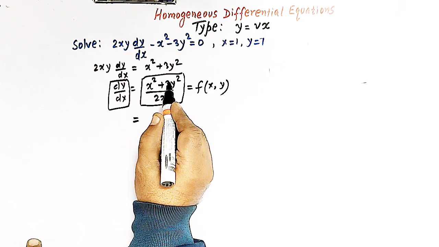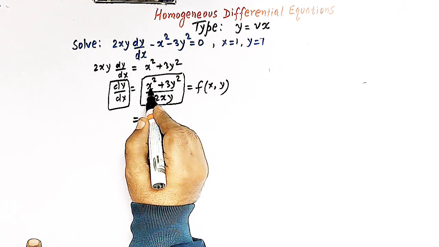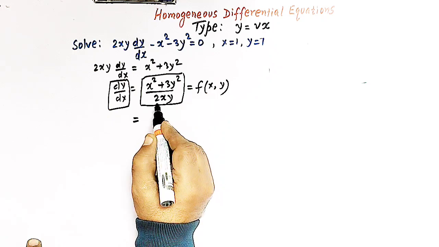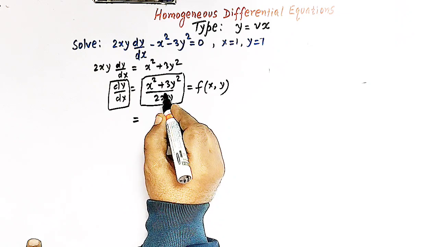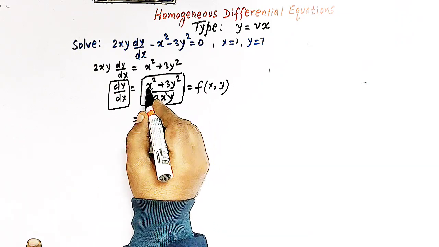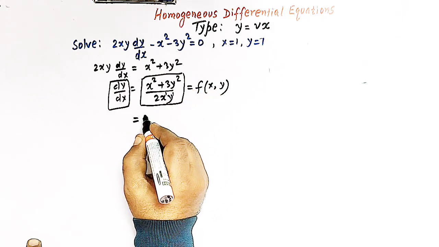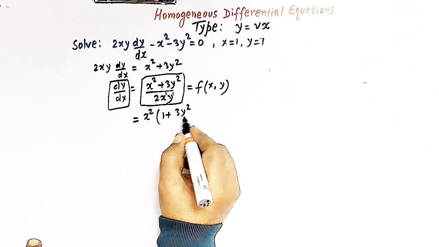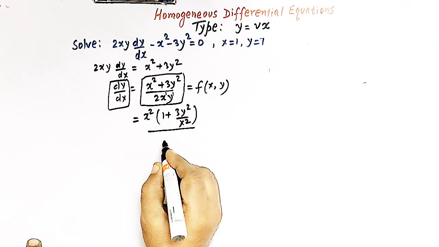So let us write this function like this. In the numerator we have x square plus 3y square. So the degree of each term in the numerator is 2. Here we have 2, here we have 2, and in the denominator the degree is again 1 plus 1, which is 2, right? So let us take x square common in the numerator. So we have x square, then 3y square over x square.